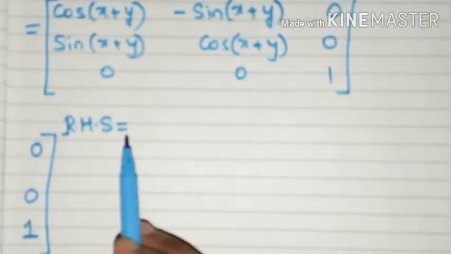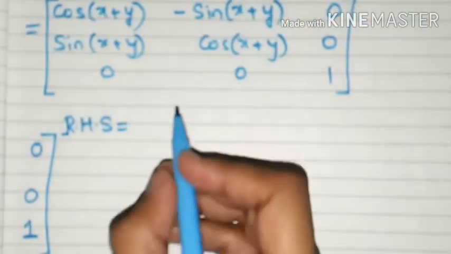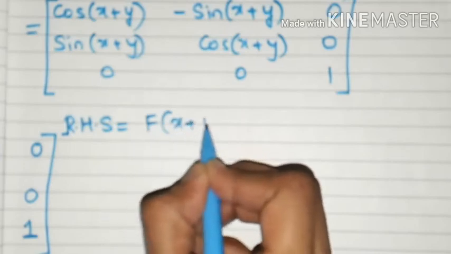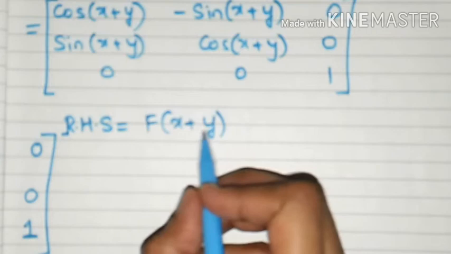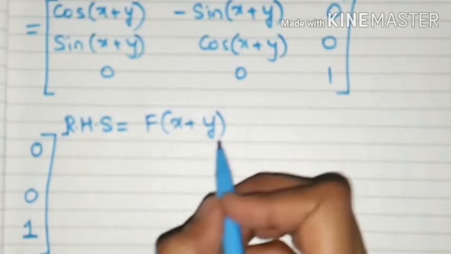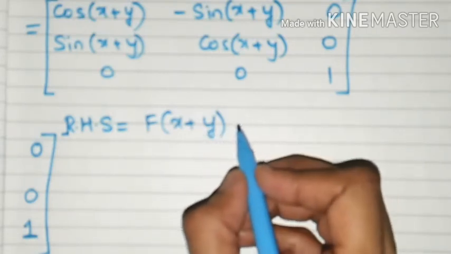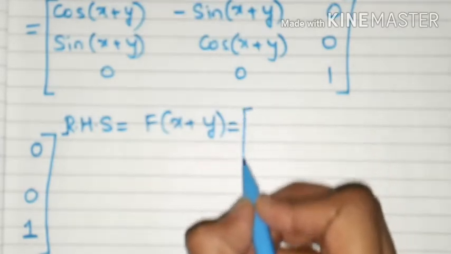Friends, let's see what is the RHS of this equation. It is nothing but f of x plus y. So again, what does it mean? I just have to substitute x plus y. Wherever there is x, I have to put x plus y. And now let's write the matrix with that in mind.